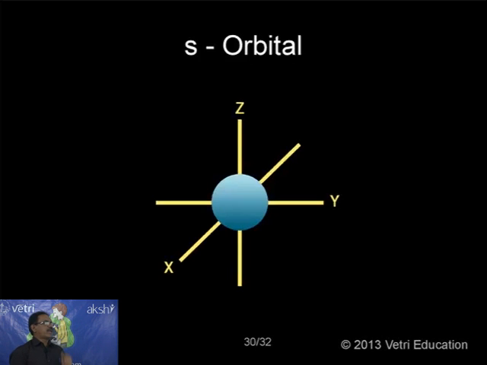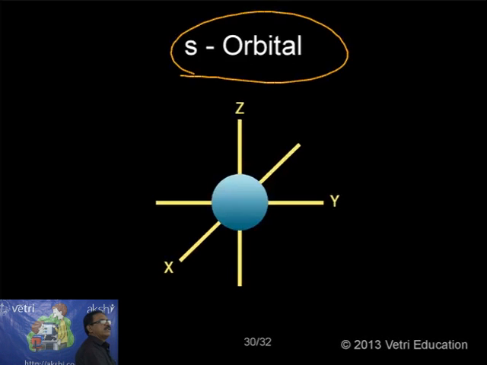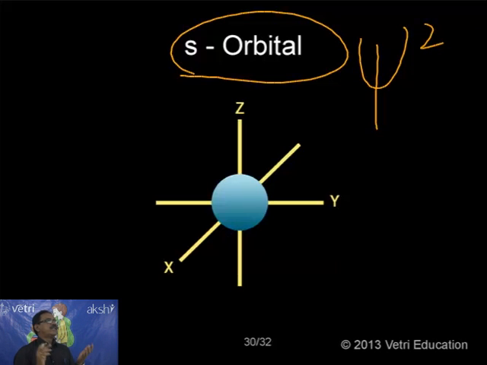Now, I have explained that psi is a wave function. What is psi square? Psi square is nothing but the orbital. What is an orbital? An orbital is defined as a three-dimensional space where the probability of finding the electron is maximum. Around the central nucleus, there will be some space where the electron is moving. That space we call the orbital. That size is given by psi square.